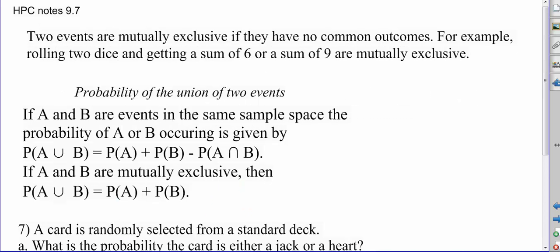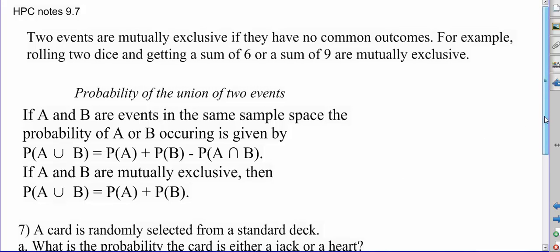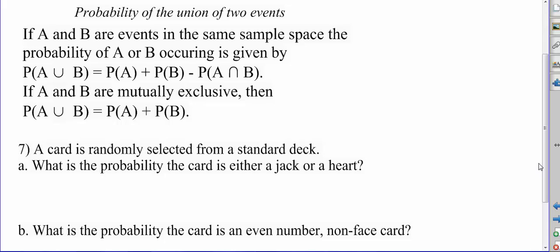Two events are mutually exclusive if they have no common outcomes. For example, rolling 2 dice and getting a sum of 6 or a sum of 9 are mutually exclusive events. One doesn't have to happen for the other, and they're not really connected. They're completely different things. Now, when we talk about probability of the union of 2 events, we're talking about if A and B are events in the same sample space, the probability of A or B occurring is given by the union of the 2 events, which would mean the probability of A plus the probability of B minus the intersection of A and B. So we'll talk about that in just a moment, why we have to do that.